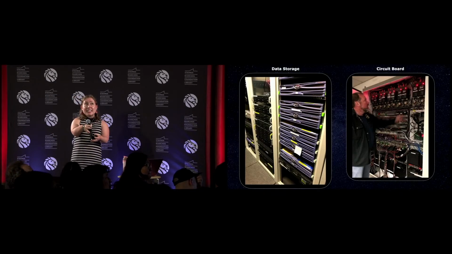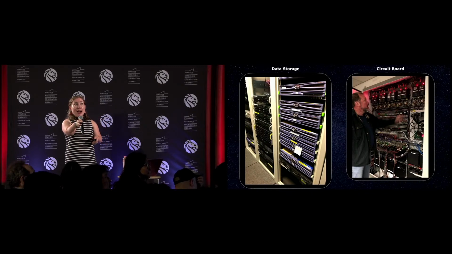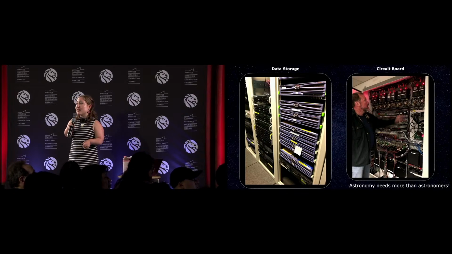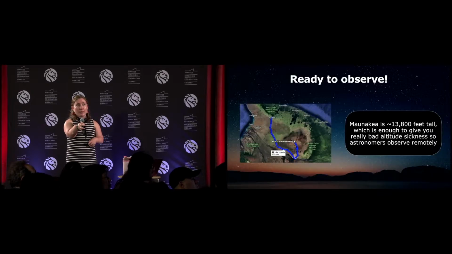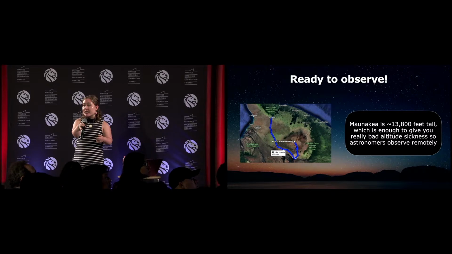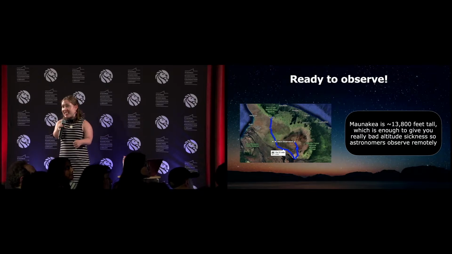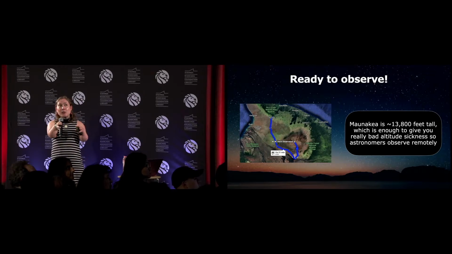Keck also takes a lot of data and uses a lot of power, so there are just closets full of hard drives and circuit boards. So it takes a lot of people to get this observatory working and to keep it functional. As I mentioned earlier, Keck is on Mauna Kea. Mauna Kea is the tallest mountain on Earth if you count from the bottom of the sea. It's almost 14,000 feet above sea level, which means you can get altitude sickness. You will get altitude sickness if you go up.